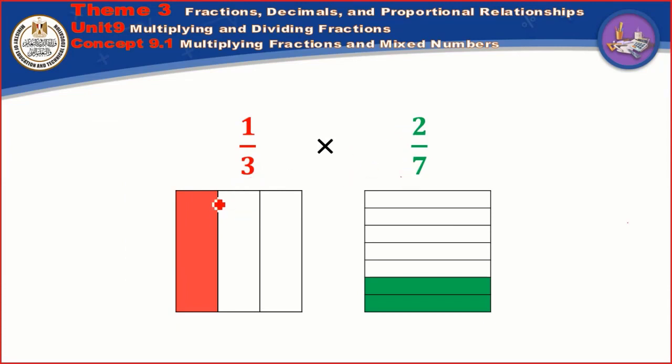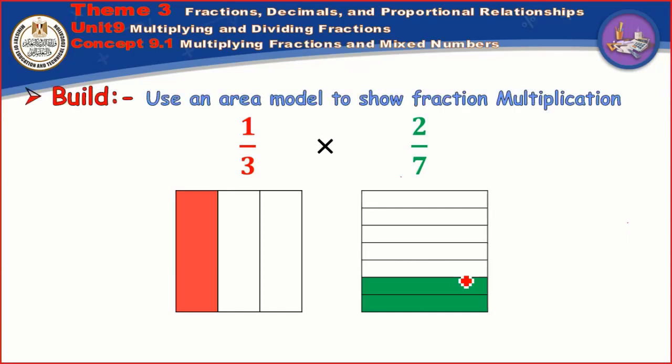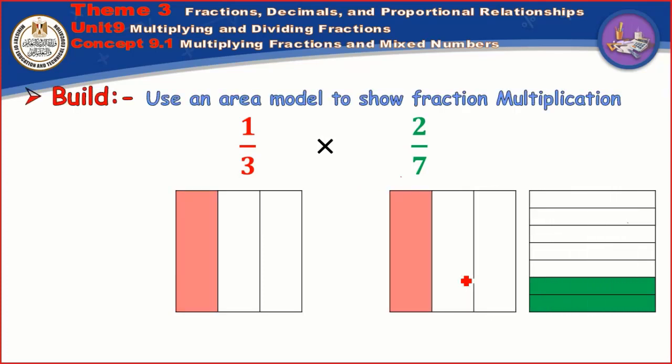I will draw one whole and divide it into three parts and color one part red. The 2 sevenths: I draw one whole divided into rows. The first model is columns, the second model is rows. 1, 2, 3, 4, 5, 6, 7 rows. And the second step, you will know. I will put them together, the first one and the second one.